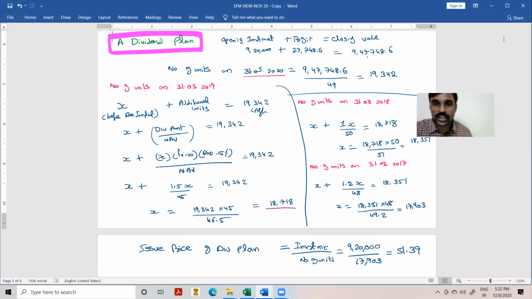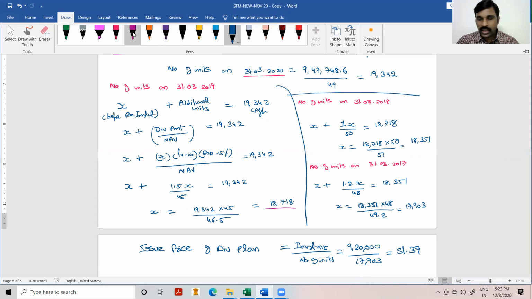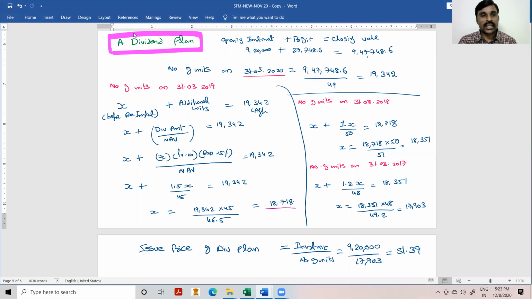You can take a screenshot of this. Opening investment is 9,20,000. Profit is 27,748. Closing value is 9,47,748. Number of units is 19,340. You have to come from reverse. 31st March 2020, 19,342. Before investment, X units. Additional units is equal to after reinvestment, the number of units on the next date.